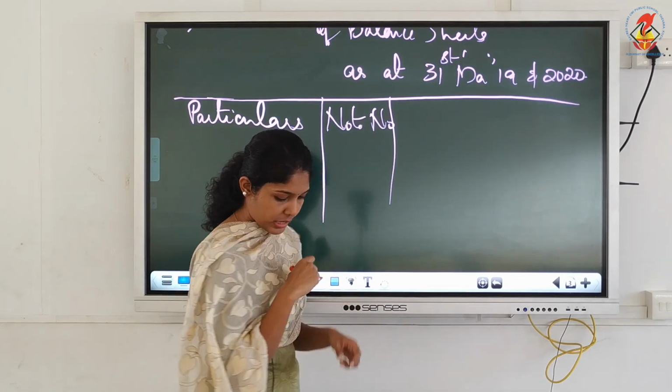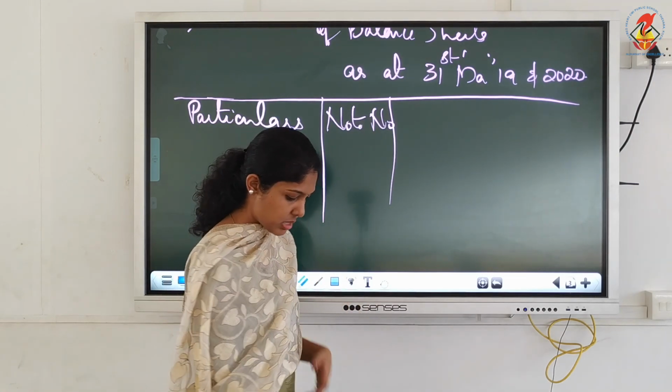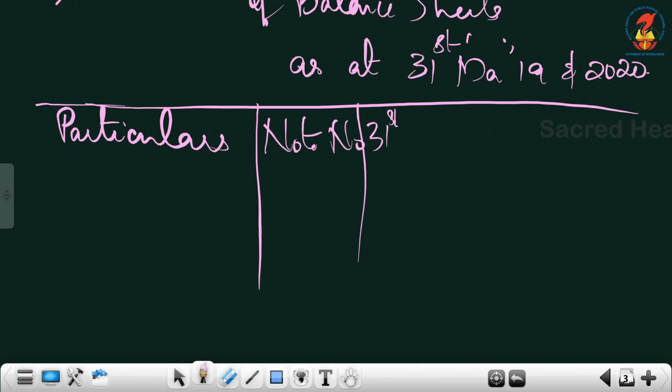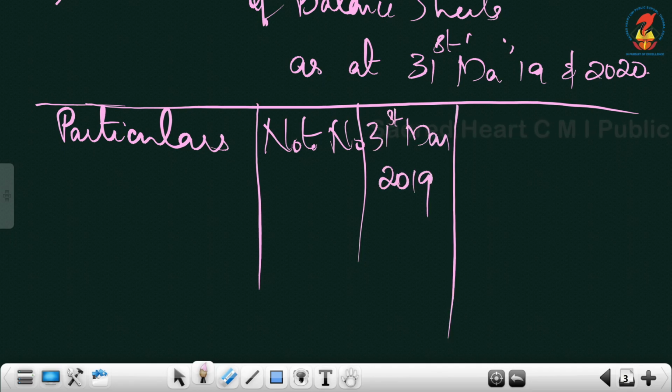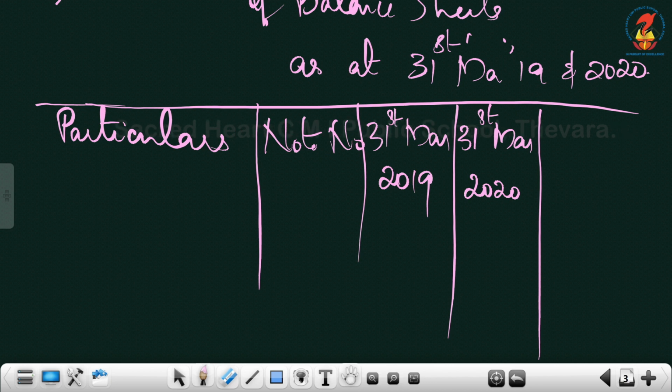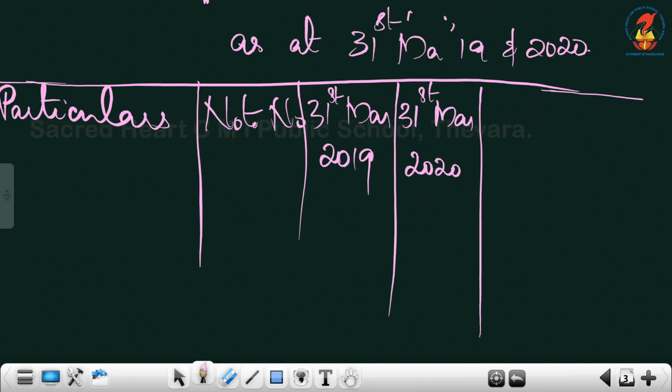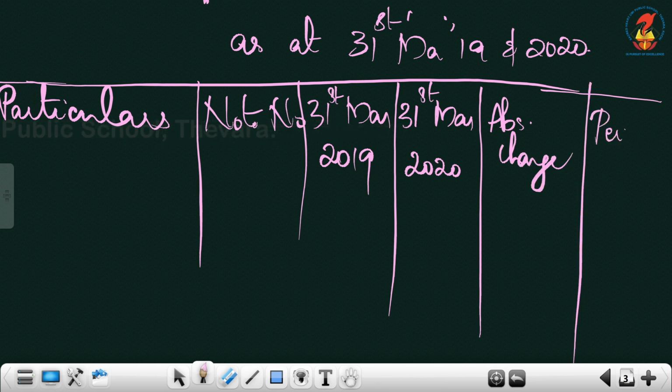Then 2 years we will write as it is given in the question. As it is given in the question means, but not in that order. The figures will be the same as in the question, but in order you have to take the previous year first. That you have to remember, previous year then current year. Then what will you write? Absolute change and percentage change, just like the previous question.